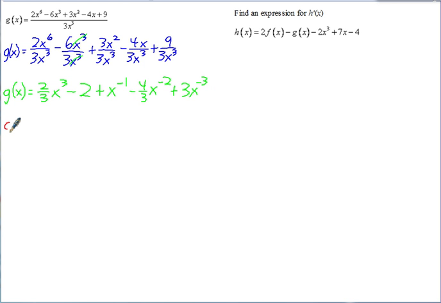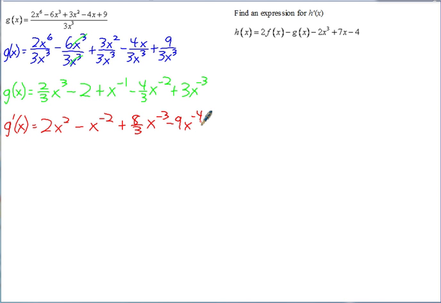Now, let's take our derivative. G prime. So 3 times 2/3, well, the 3's are going to cancel, leaving you just 2x squared. The derivative of a constant by itself, negative 2, is just 0. We don't need that at all. Derivative of x to the negative 1 would be negative x to the negative 2. Negative 2 times negative 4/3 is positive 8/3, and x to the negative 3. And negative 3 times 3 is negative 9, x to the negative 4.